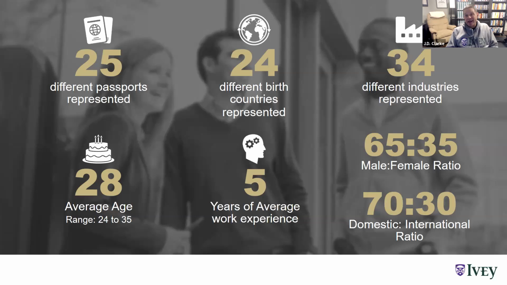By the nature of Canada itself, about 50% of our class were born in Canada, and 50% outside of Canada. About 30% of our students actually come in under a student visa, so they're immigrating to Canada particularly for this program. The average age is 28, with a range of 24 to 35, about 5 years of average work experience, with a range of 2 to 10, and 34 different industries represented.